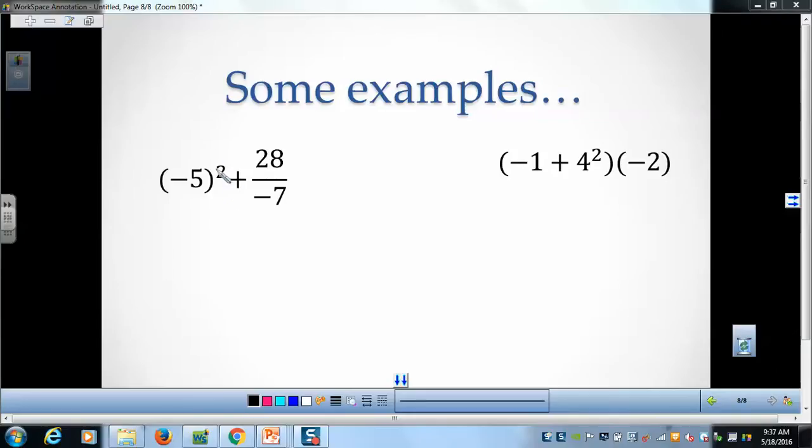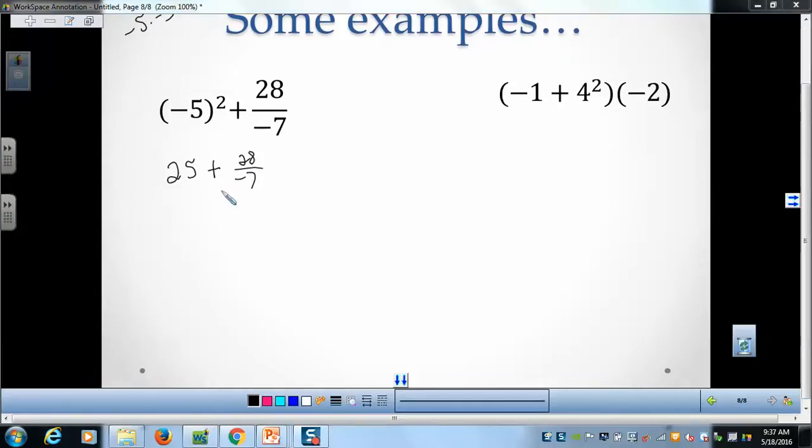So I have exponents, addition, division, and what I know is that I need to take care of this exponent first. Now, once again, negative 5 squared is negative 5 times negative 5. So a negative times negative is a positive. 5 times 5 is 25. And then I'm going to bring down the rest of the problem just as so. Now what I have is just addition right here and then division. So I've got to take care of that division first.